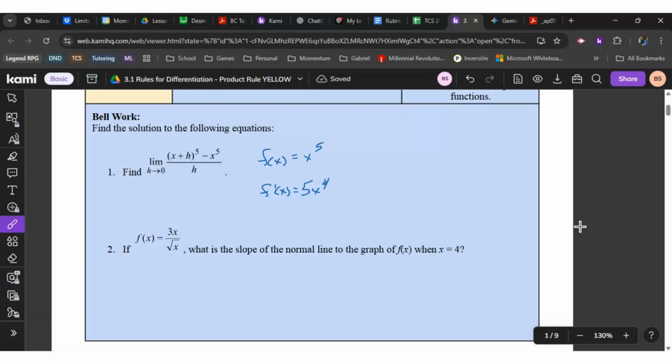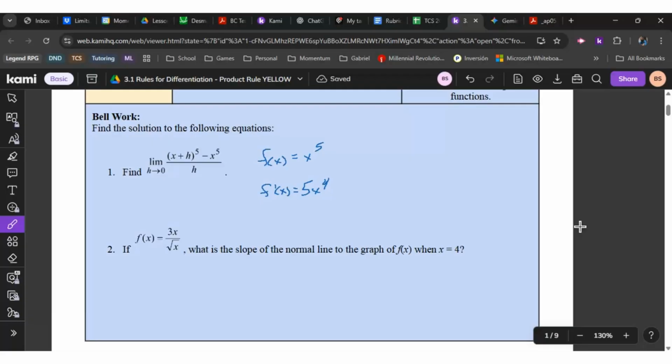Okay. Do you understand how I got f of x? Yes. Okay. F prime is just using power rule. So if you remember, we take the exponent, we pull it down in front, and subtract 1 from the exponent. That was power rule. Good? Awesome.